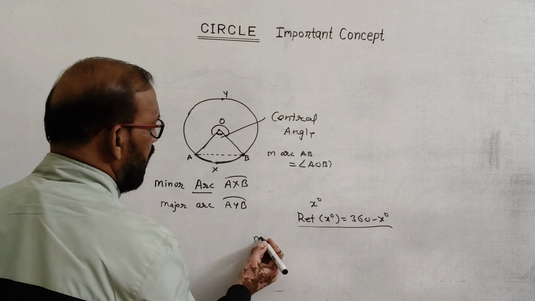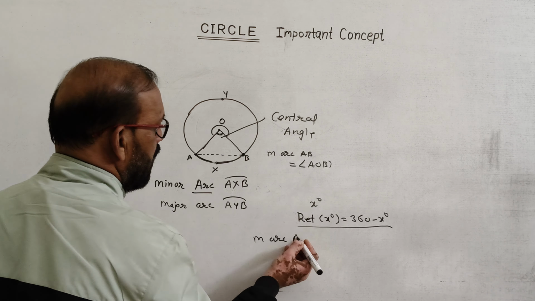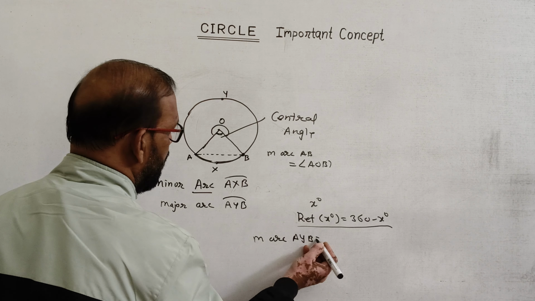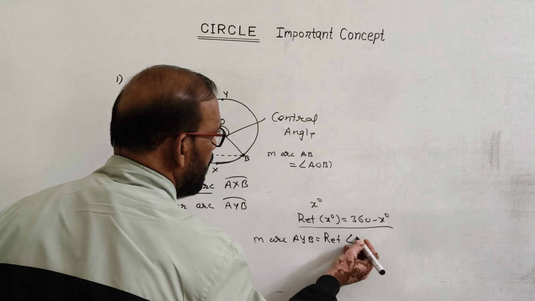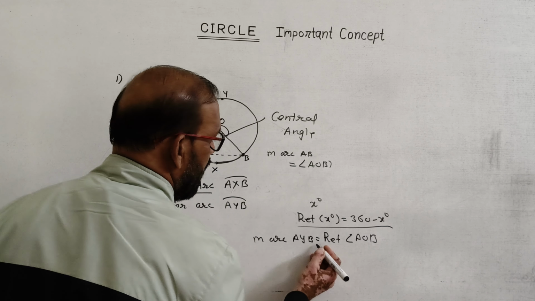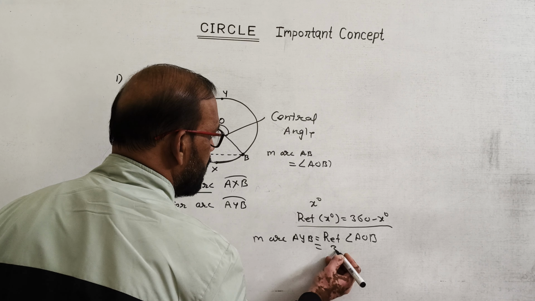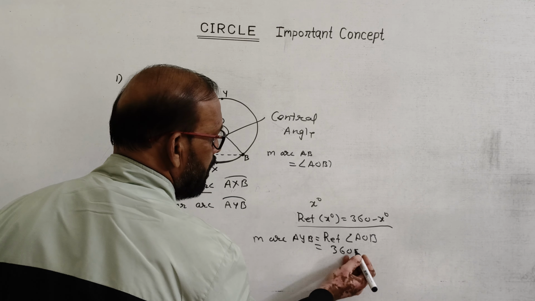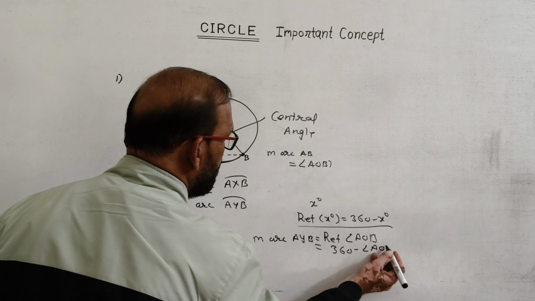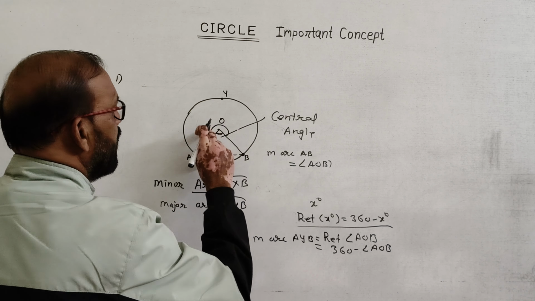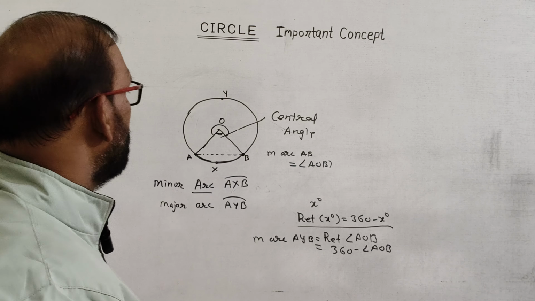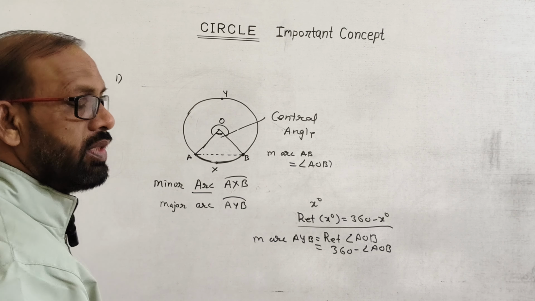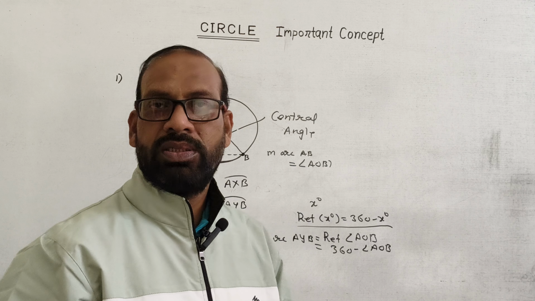Suppose we have to find the measure of the arc AYB. It is nothing but the reflex of angle AOB, and the reflex of AOB is 360 degrees minus angle AOB. In such a way, the remaining angle can be found out. Understood? So this is about the arc of a circle, minor arc as well as major arc.